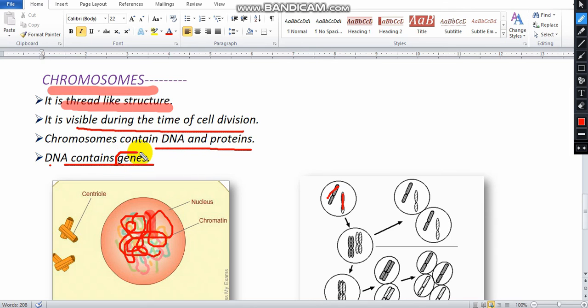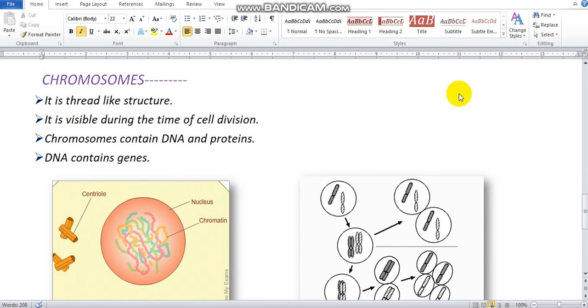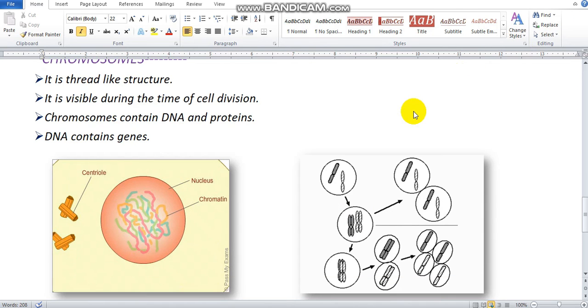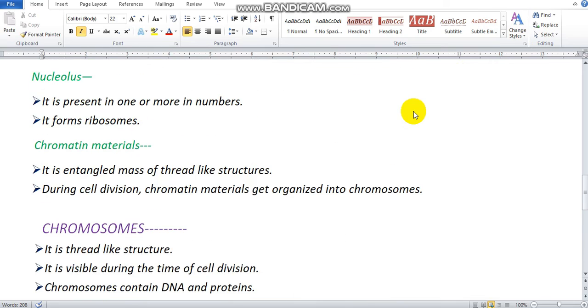Genes are very important, and they are present in chromosomes. Chromosomes are formed from chromatin material at the time of cell division, and chromatin material is found in the nucleus. So the nucleus is the organelle which controls and regulates all the functions, and it also characterizes the organism. So this is about the nucleus.